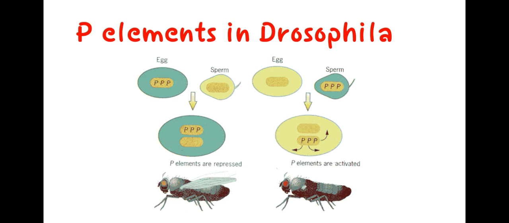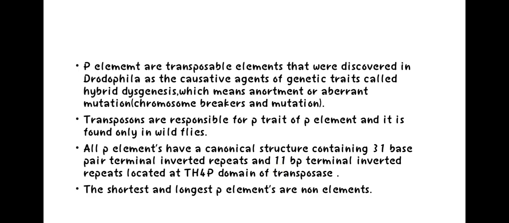P elements in Drosophila. Egg, sperm. P elements are repressed. P elements are activated. P elements are transposable elements that were discovered in Drosophila as the causative agents of a genetic trait called hybrid dysgenesis, which means aberrant mutation, chromosome breakage and mutation.